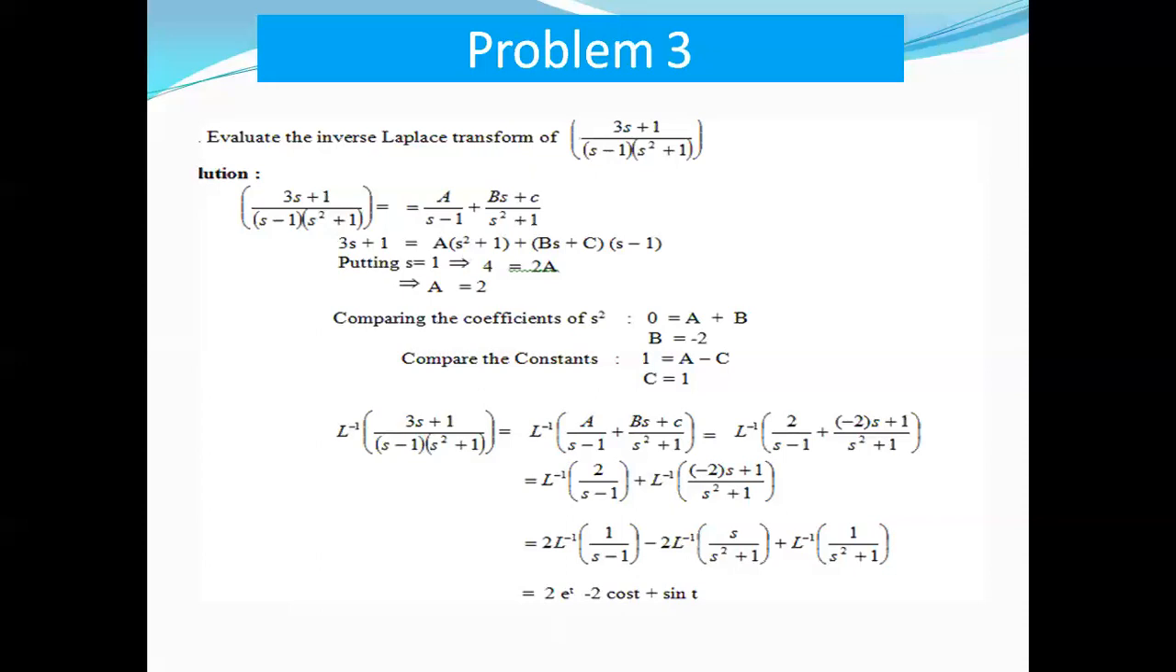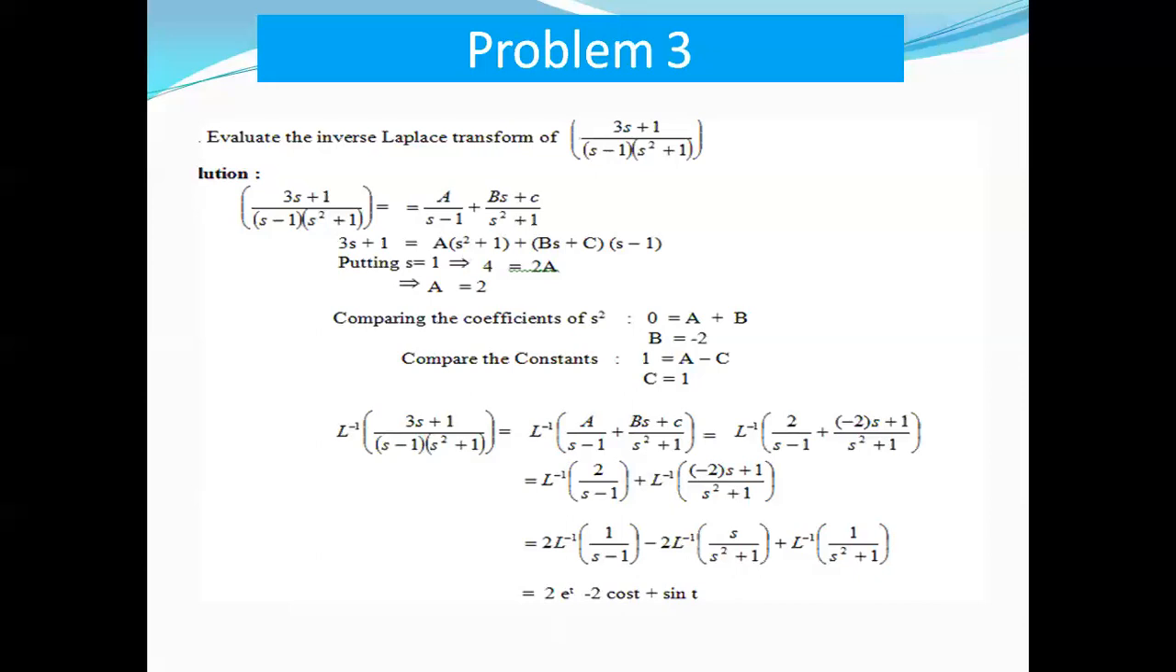Next, we have to find the values of b and c. To find b and c, I am going to compare the coefficient of s square on both sides. On the left hand side, we don't have an s square term, so we get 0. On the right hand side, the coefficient of s square is a plus b, but I already know a is equal to 2, therefore b is equal to minus 2.